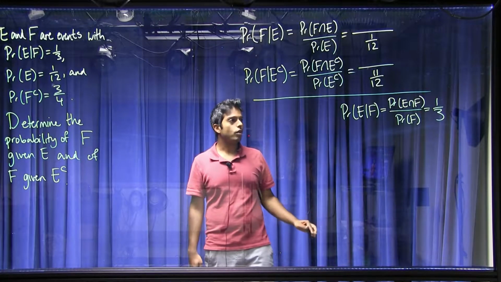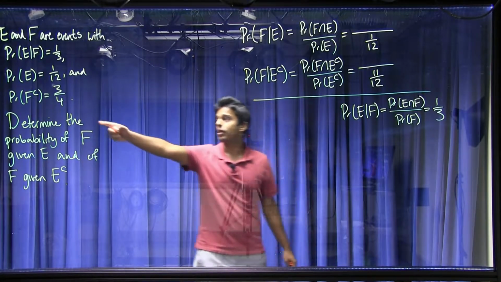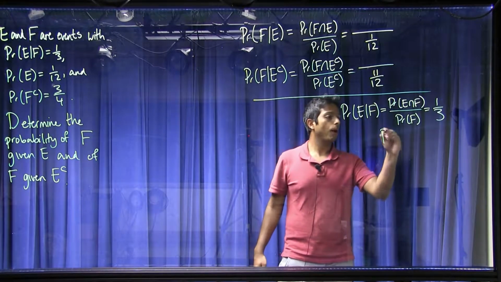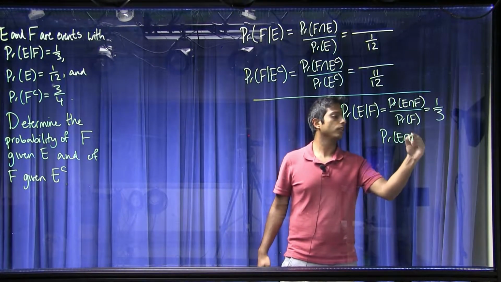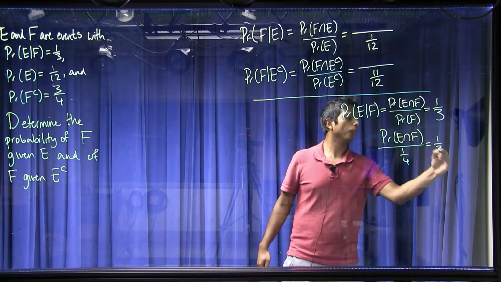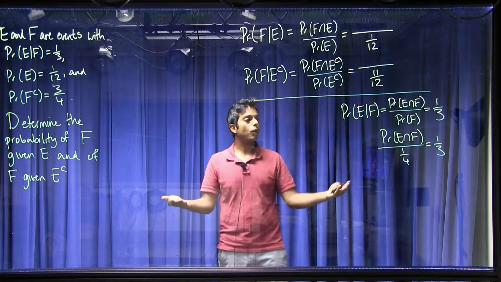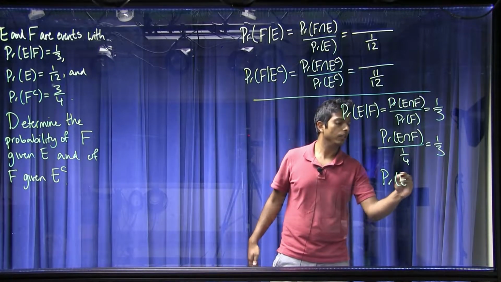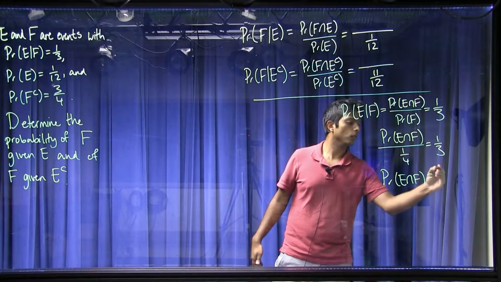Okay, we also know that the probability of F is 1 minus 3/4, or 1/4. So the probability of E intersect F divided by 1/4 is equal to 1/3. And now we can multiply both sides by 1/4, and we see that the probability of E intersect F is 1/12.